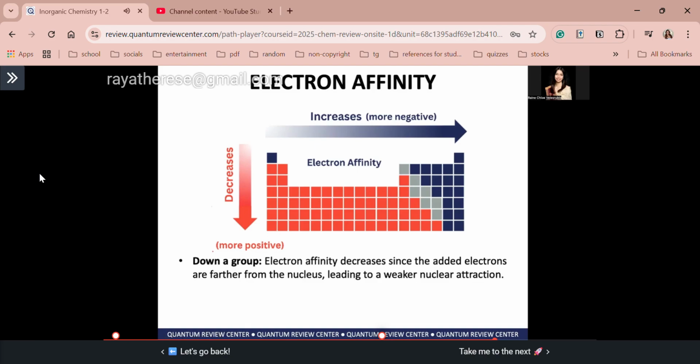So sobrang layo ng incoming electron guys na idadagdag mo, hindi na siya napapansin o na-attract ng positive charge ng nucleus. Kawawa naman. Kaya nga sabi nila, di ba, lagi ka nang lumapit sa crush mo para ma-attract siya sa'yo.